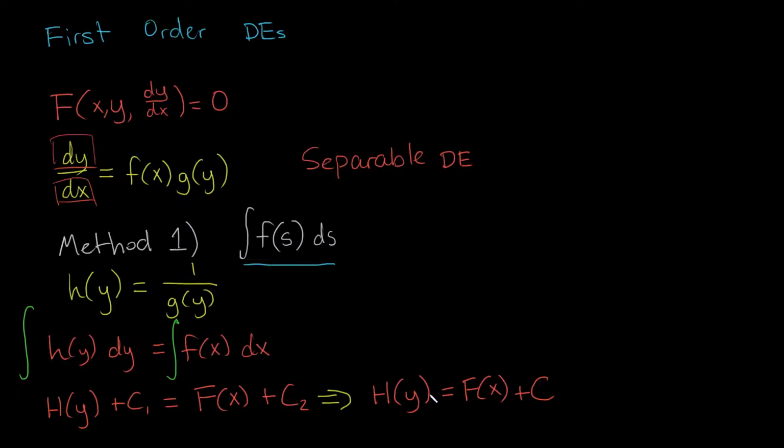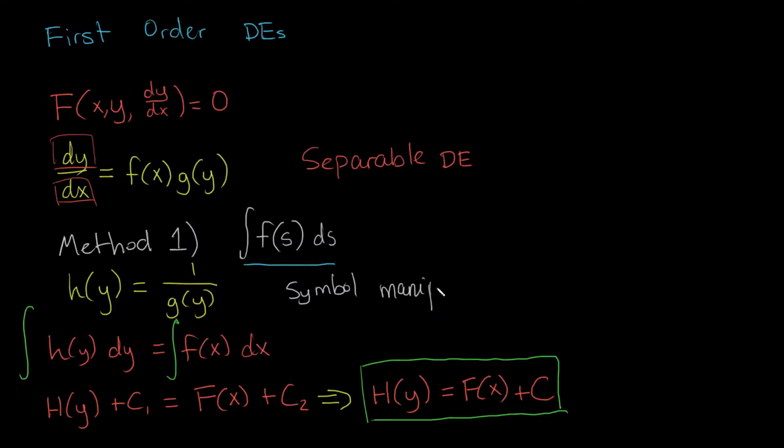Really, it's just a new arbitrary constant. So this is way number one to think about it. So we can call this method one the hand-wavy symbol manipulation method. Symbol manipulation, because that's really what we're doing. We're pretending that this dy dx is a fraction, and we're saying, all right, we can break it apart.